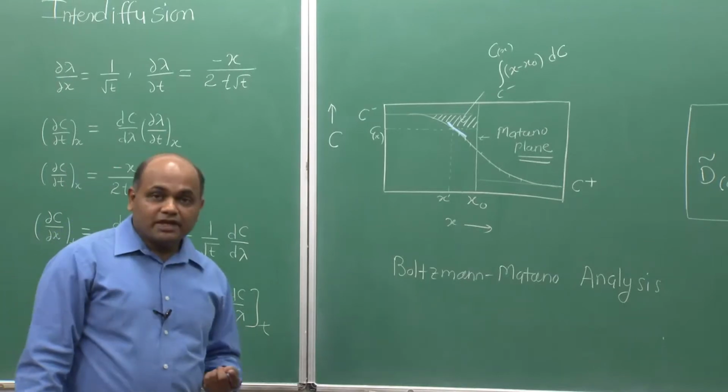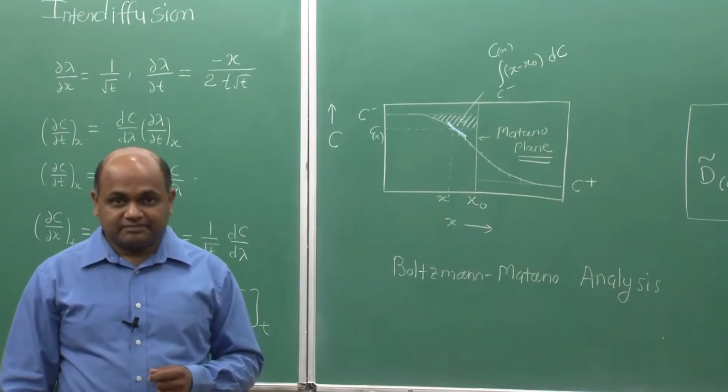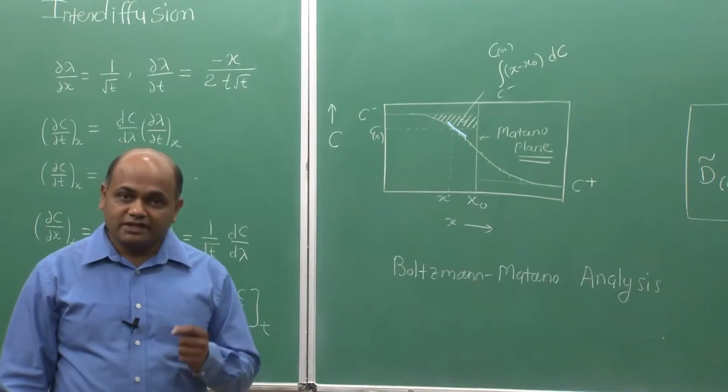Now, how do we extend this to ternary and higher order diffusion couples? That we will see in the next class.